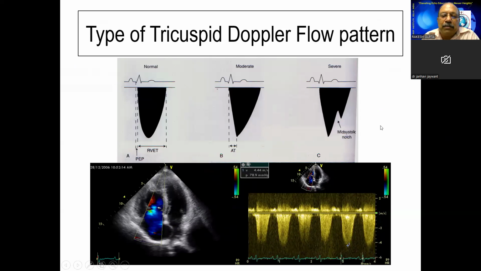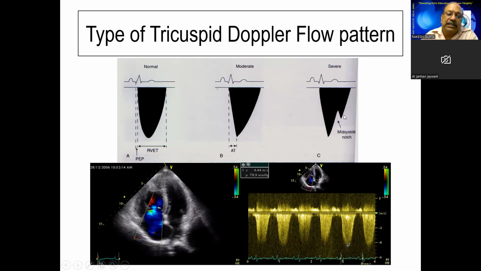You are not talking about RV systolic function. You are talking of a TR Doppler velocity pattern, which as we see is a tongue-shaped pattern. As the pressure increases, acceleration time becomes shorter and shorter. And when you have a severely elevated pulmonary artery pressure, despite short acceleration time, you find a mid-systolic notch.